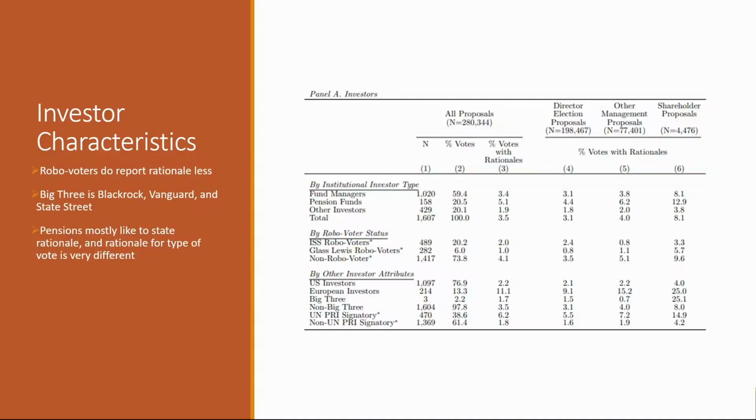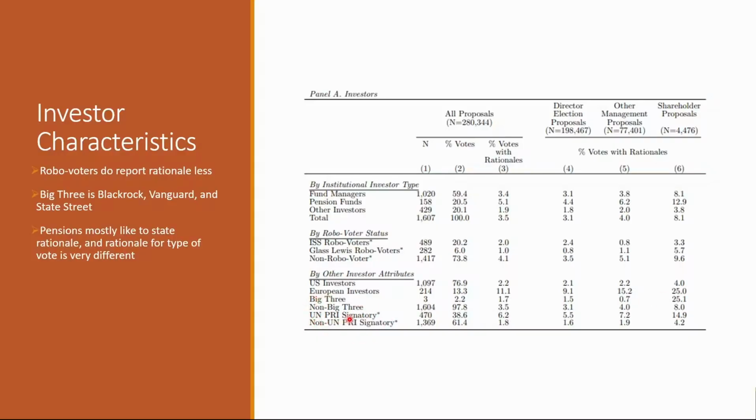I've seen a number of climate change shareholder proposals. A lot of these, these are quite rare. Some of these can be kind of crazy or sort of controversial proposals, and so they also are giving pretty high numbers of rationales. 12% of pension funds will give a rationale when they vote on a shareholder proposal, but they only do it 4% of the time when they're voting for a director. And again, European investors are showing up big time, 15%, 25% for shareholder proposals.